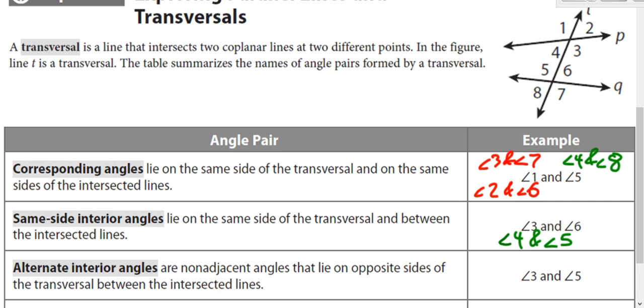Then there's alternate interior, so still interior, still inside the two lines. But this time they're on alternate sides. So that's like angle 3 and 5, because they have to hop over the transversal, one on the left, one on the right. Or you could also pair up 4 and 6. Those are also alternate interior.